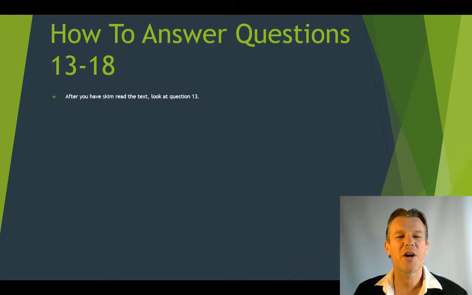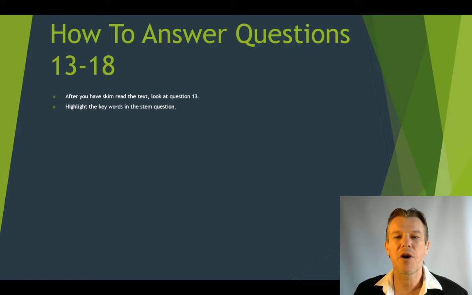If there's words you don't understand there, ignore them. Just read through it very, very quickly. By doing this, you're just getting a feeling for the basic context of what the text is about. So skim read, 2 minutes maximum. Once you've done this, then go to question 13.